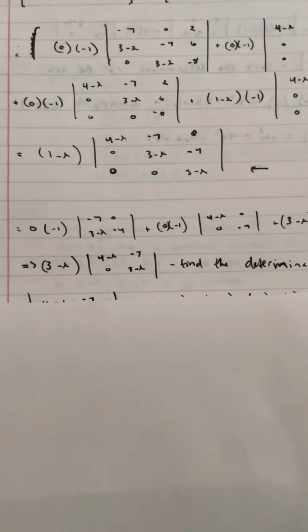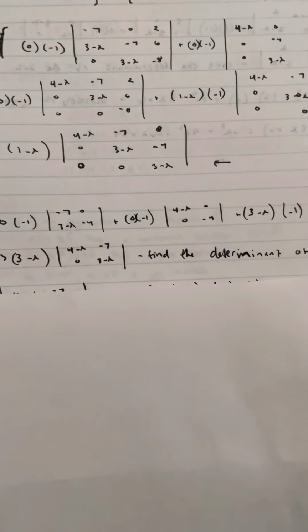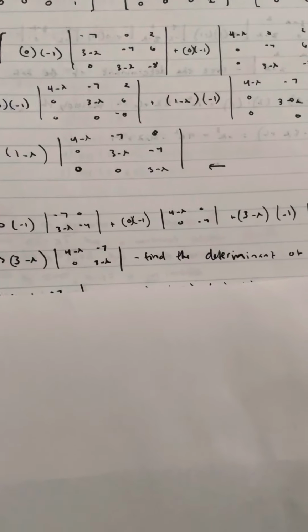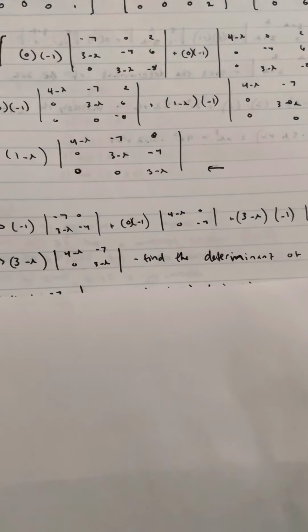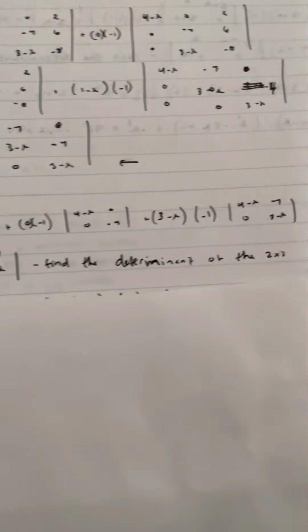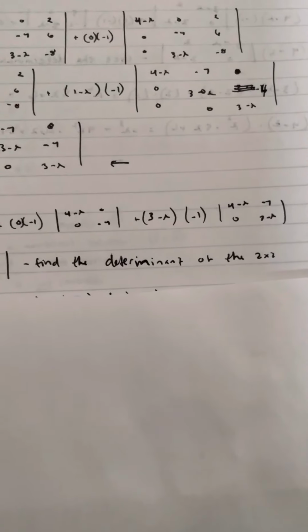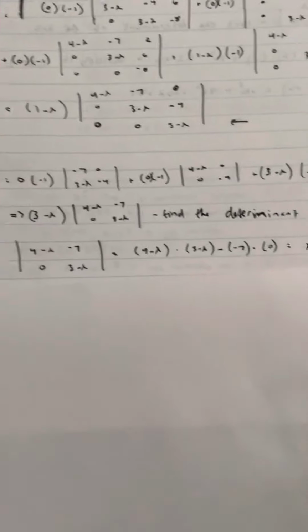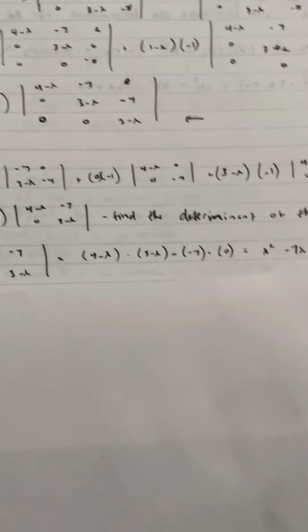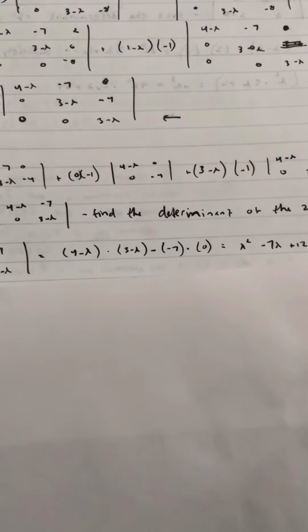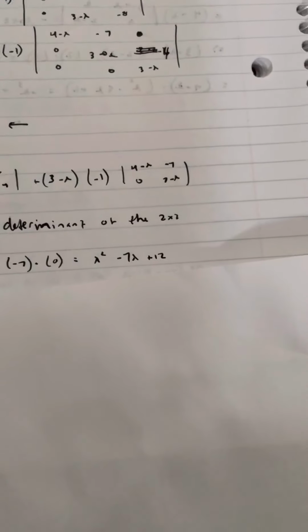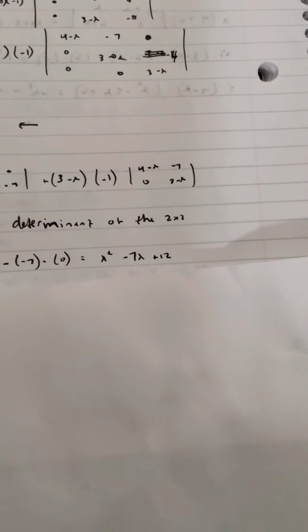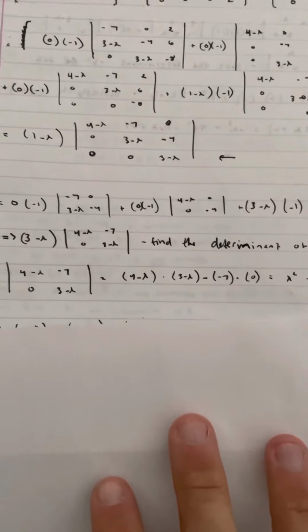From here, that leaves us with 3 minus eigen times the 2x2 matrix of 4 minus eigen, -7; 0, 3 minus eigen. Just like the last problem, we find the determinant of the 2x2 matrix, which is 4 minus eigen times 3 minus eigen minus -7 times 0, which leaves us with eigen squared minus 7 eigen plus 12.